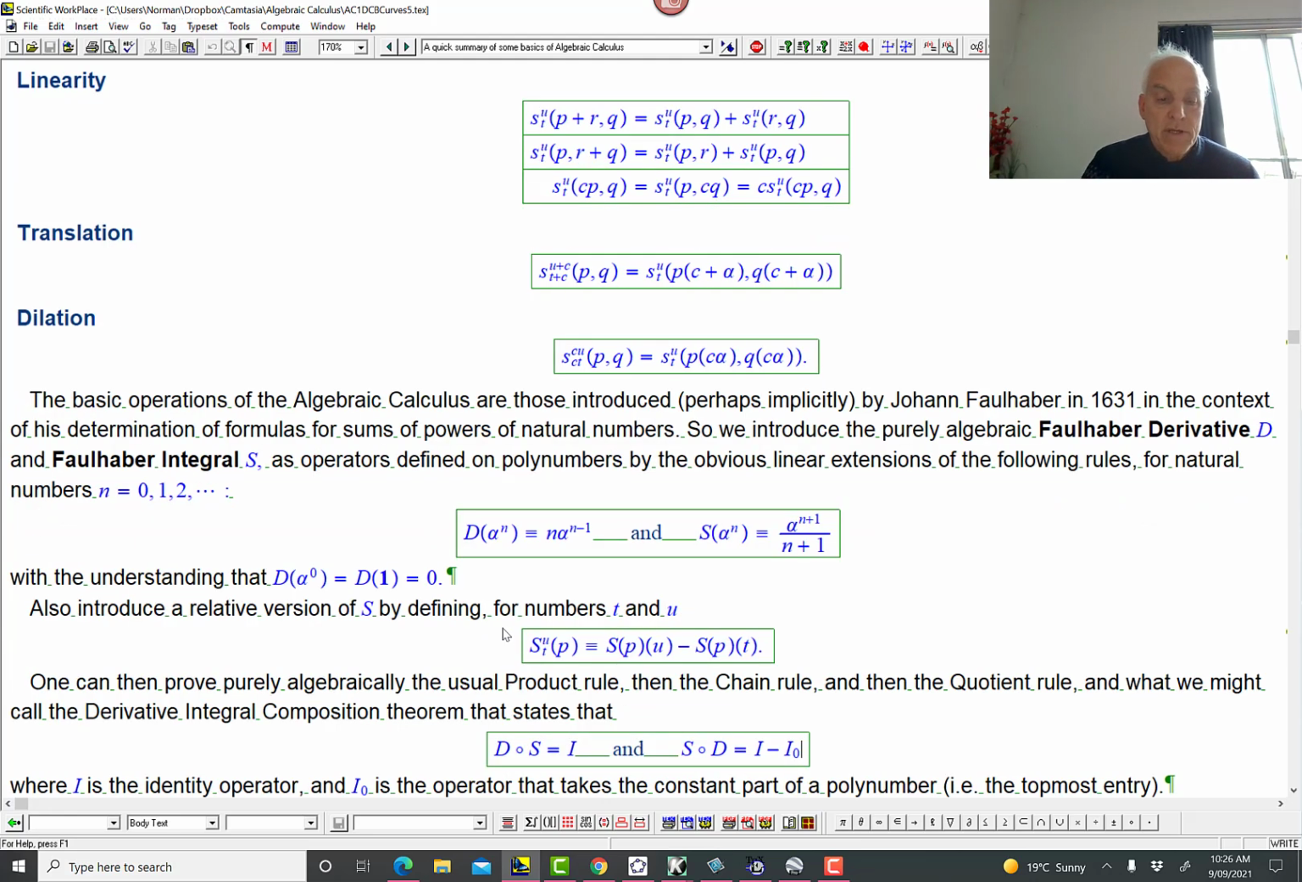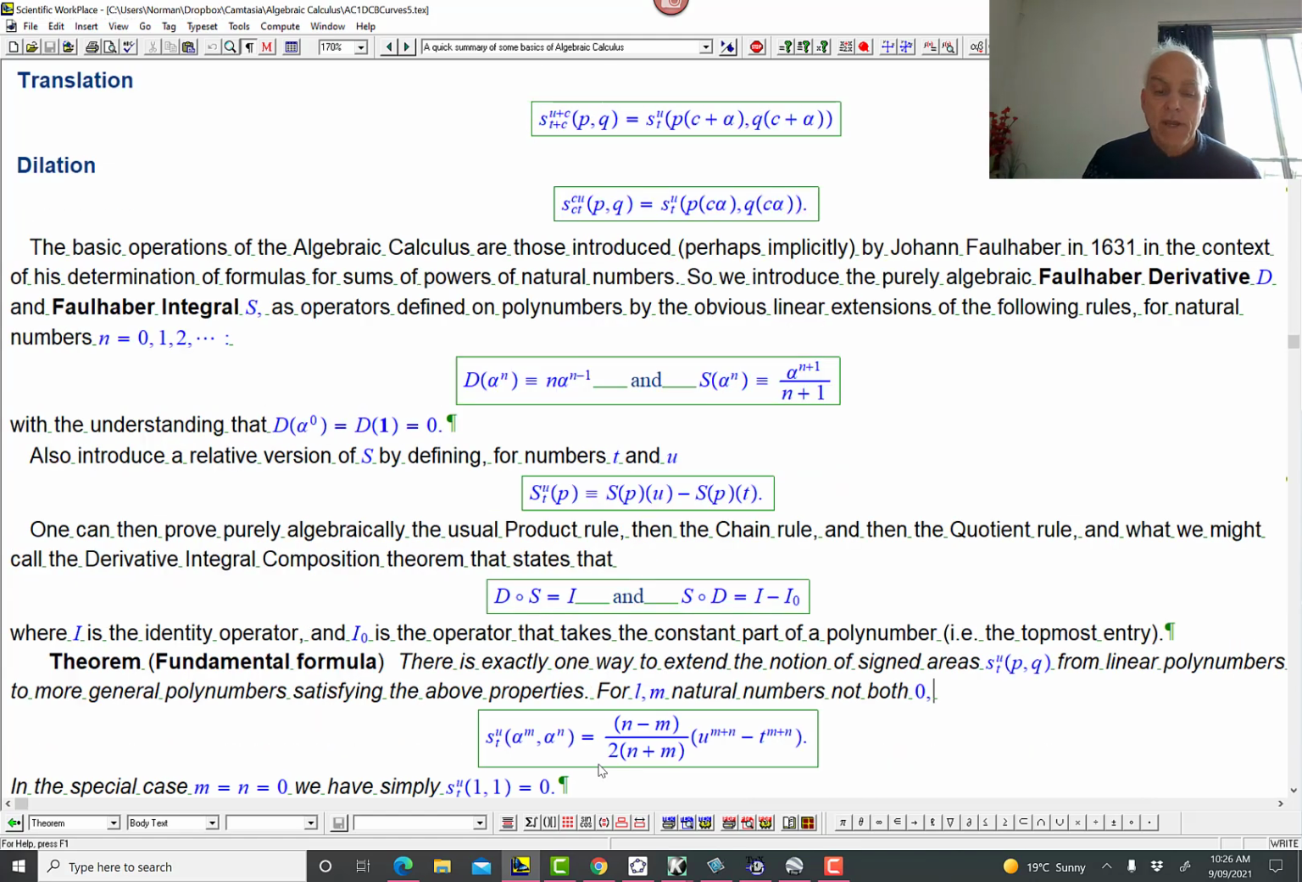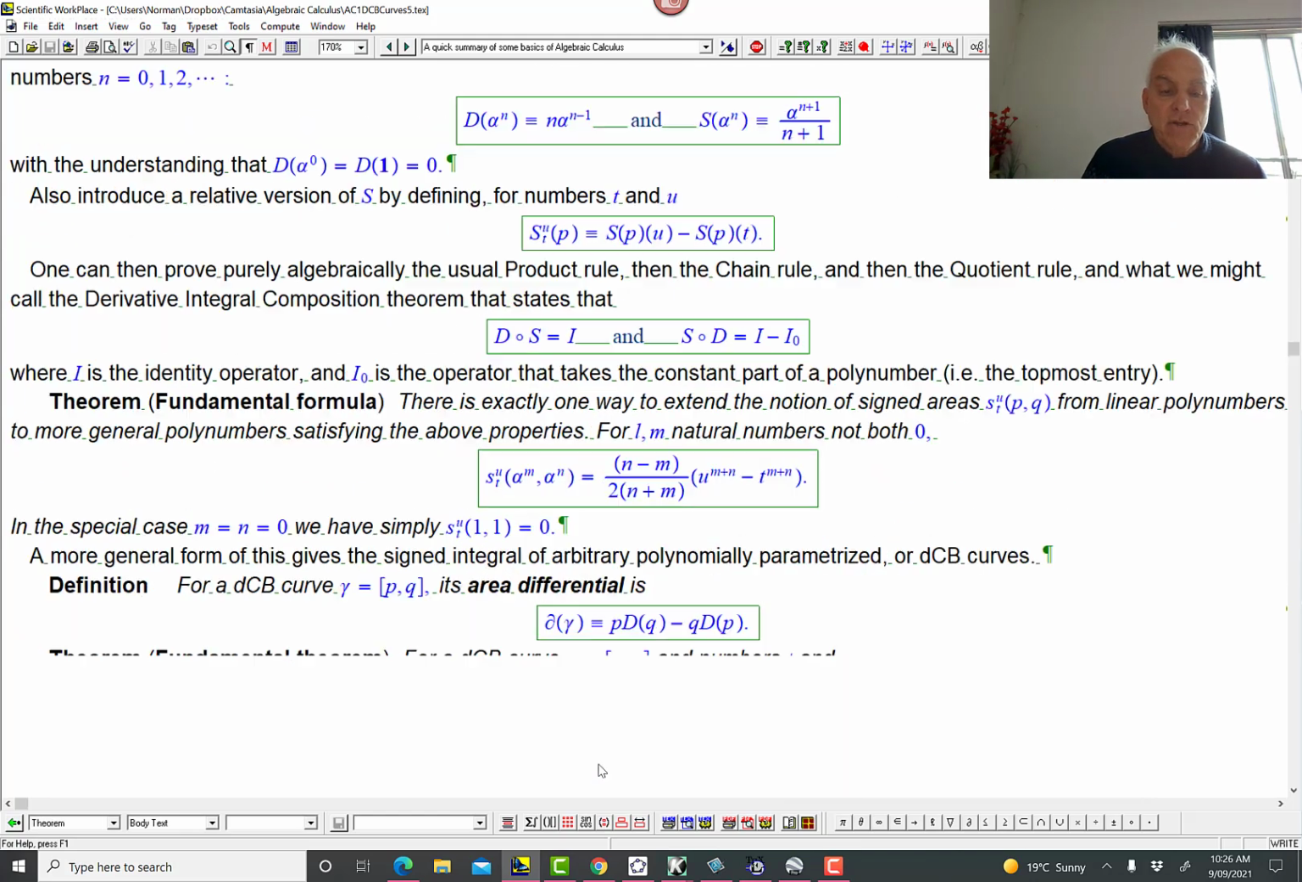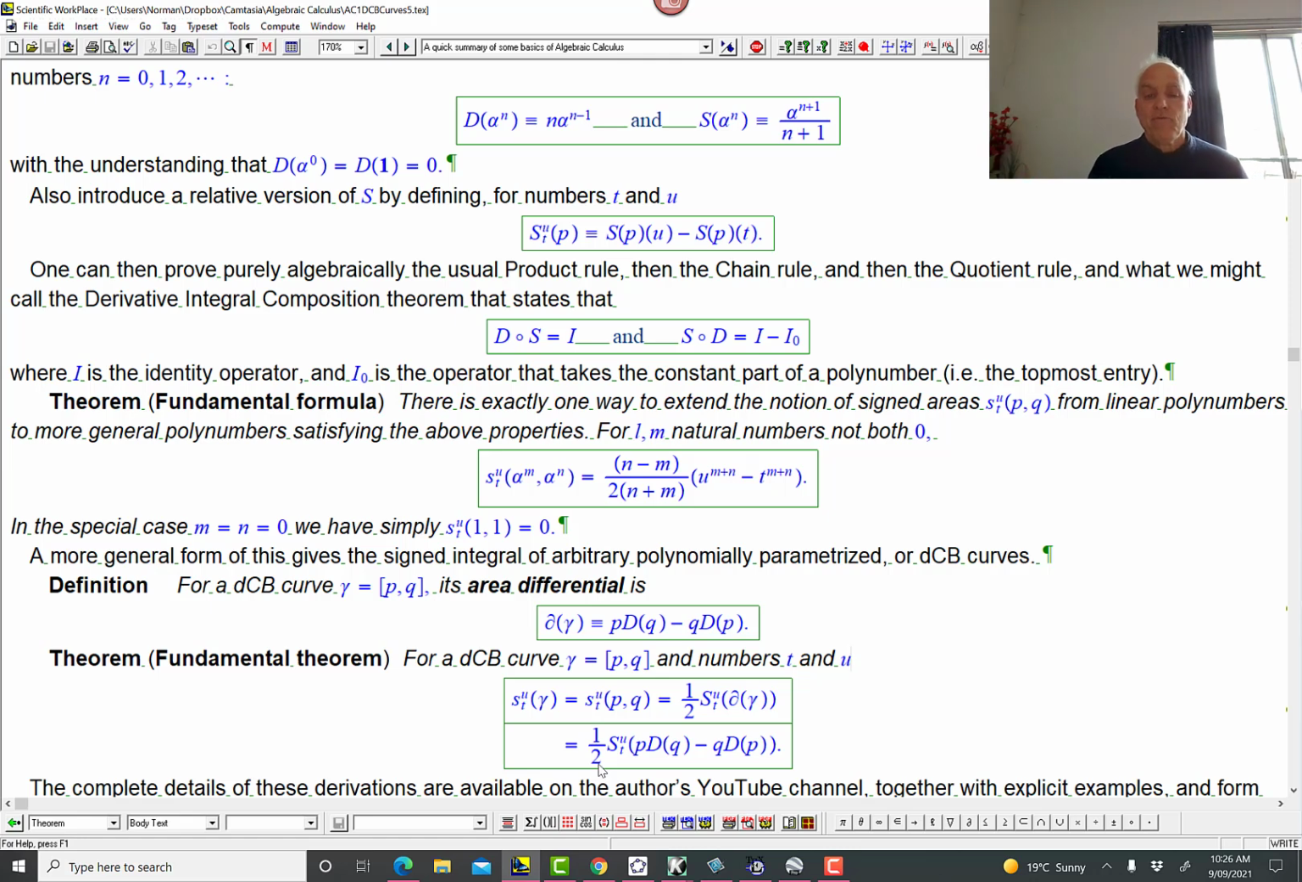Then one can prove purely algebraically what's usually called the product rule and the chain rule and the quotient rule, and we can also prove what we might call the derivative integral composition theorem. That relates what happens if you do an integration first and then a differentiation, or if you do a differentiation first and an integration. And so now I can tell you what the 2 fundamental results are, which are in some sense the highlight of the Algebraic Calculus 1 course.